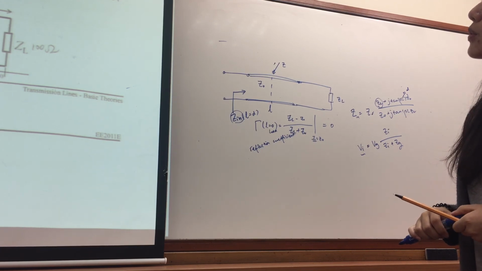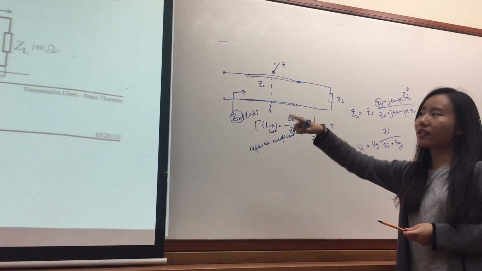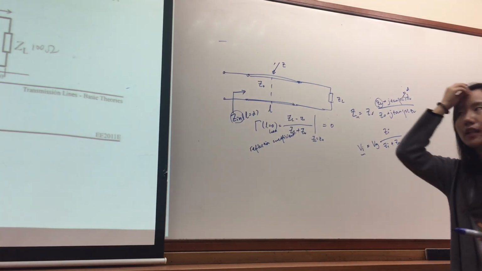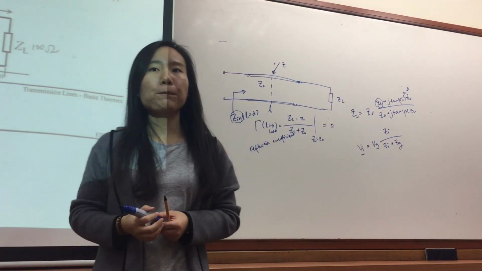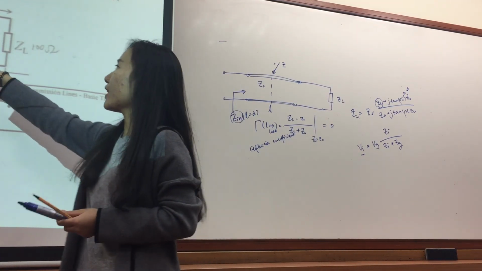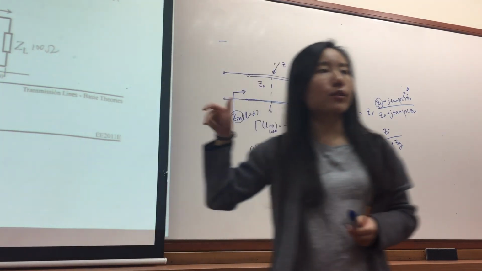So the second question is, what is IL and what is VL? We know the Z load, right? And we also know Vi. Then we know Vi, so we can calculate VL. There is an equation, remember?